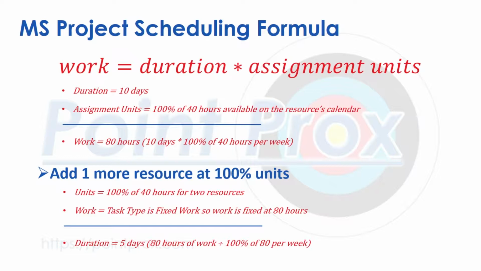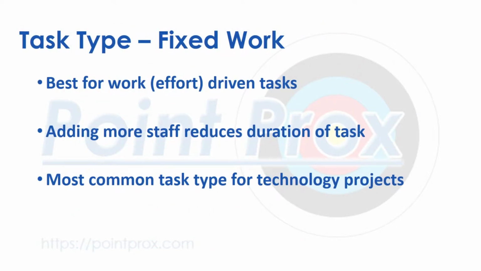So which task type should be used and when? Let's have a look at some common heuristics concerning this question. Fixed work will be best used where the task is work-driven. For example, a module in a software project is estimated to take 160 hours of work to code. This means it will take one developer 4 weeks to complete the task. Theoretically, if 2 developers were assigned to the task, it could be completed in 2 weeks. The fixed work task type is the most common for software implementation or development projects.